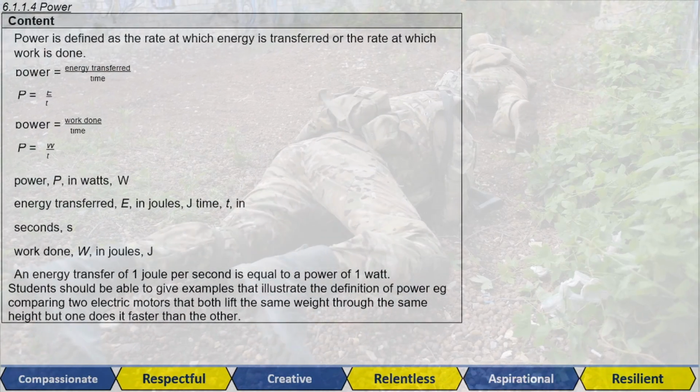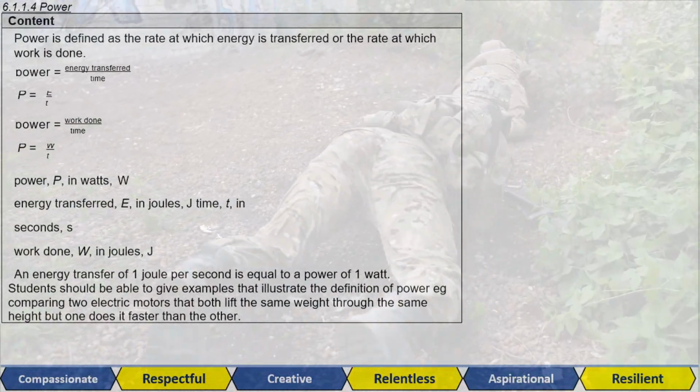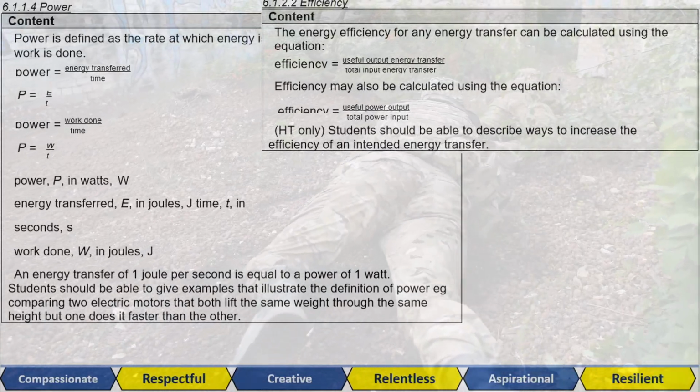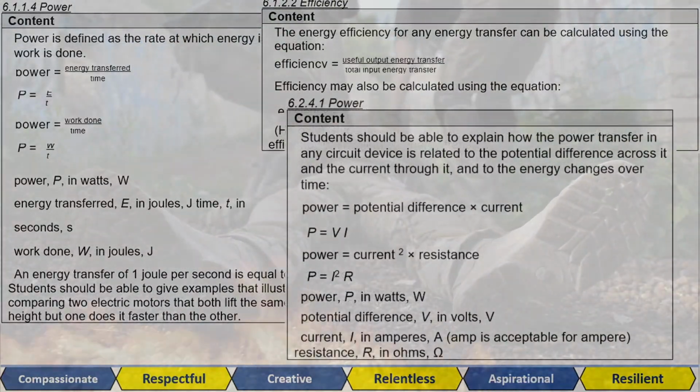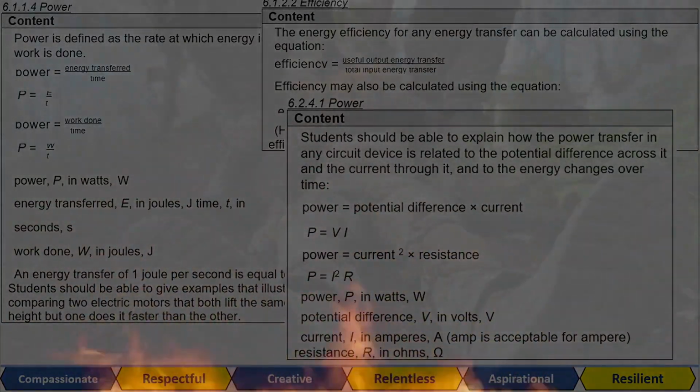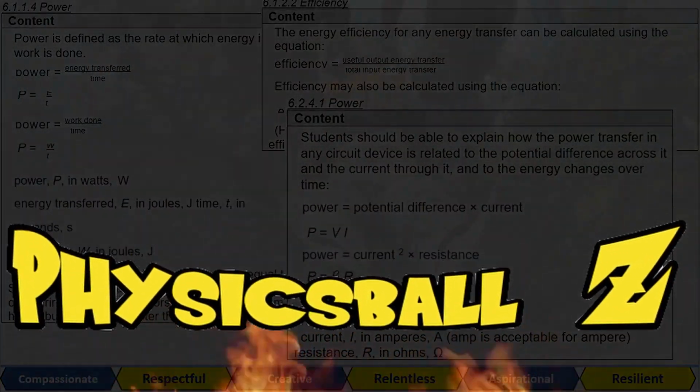And now, our heroes have located the source of the up's power. Will our heroes be able to end this efficiently, or will the potential difference in their power be too great? Find out in today's episode of Physicsball Z.